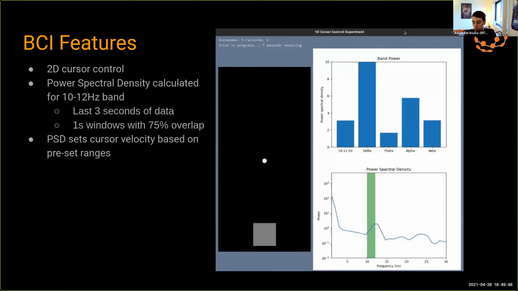Okay, so that's the end of the foundation of what I wanted to cover. Hopefully that was informative at an introductory level. And now I just wanted to show what I've been working on this past semester for an actual BCI implementation. What I wanted to do was effectively replicate that one-dimensional cursor control that we saw with the Wolpaw team about 30 years ago now.